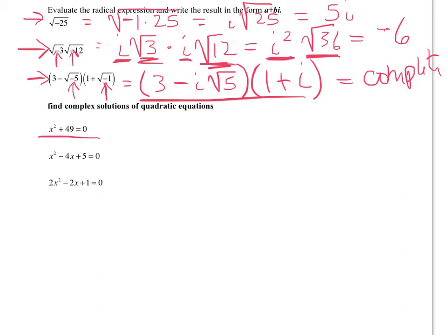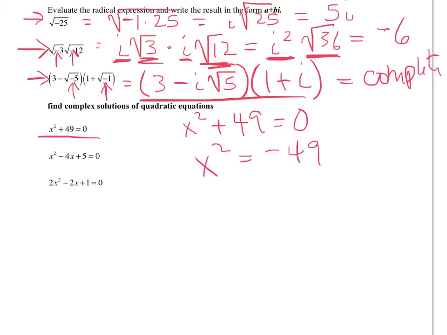Okay, now for finding solutions of quadratic equations in the complex numbers, we can solve equations by many methods. Here's a simple one, x squared plus 49 equals 0. One way to solve that equation is to isolate the variable term. Since there is only one term that has the variable, we'll just isolate that term, so we end up with x squared equals negative 49.